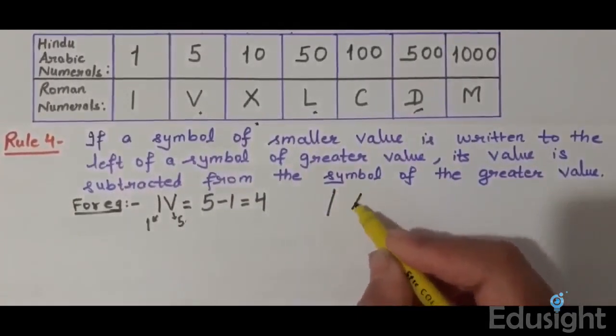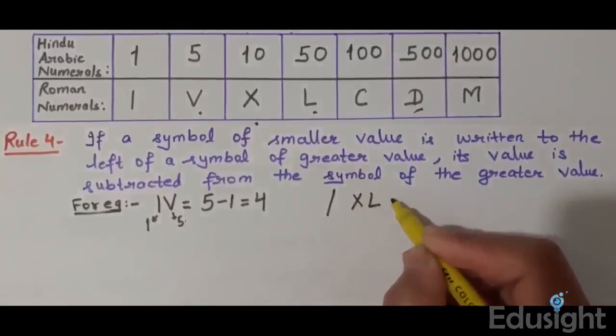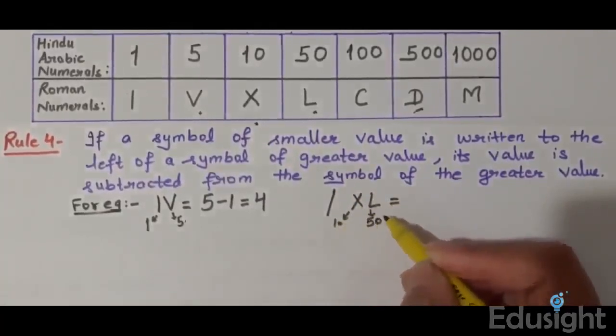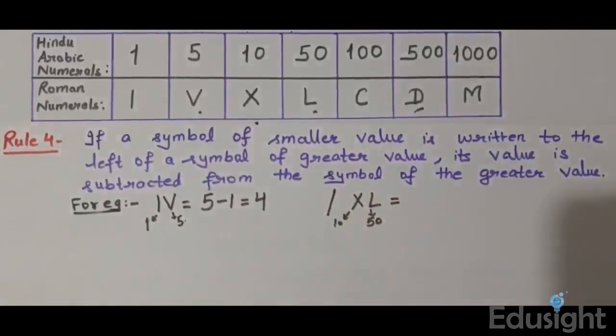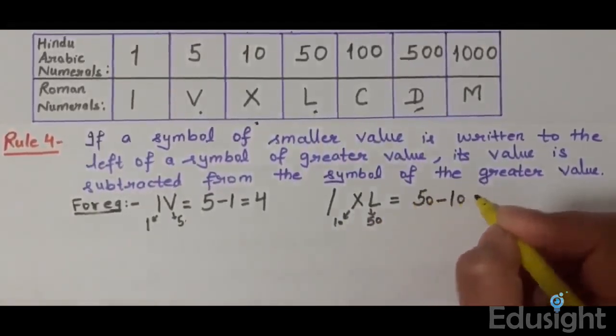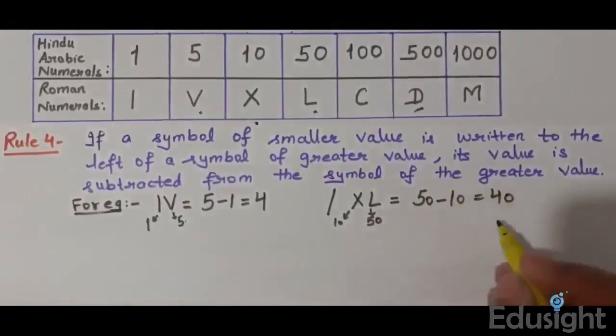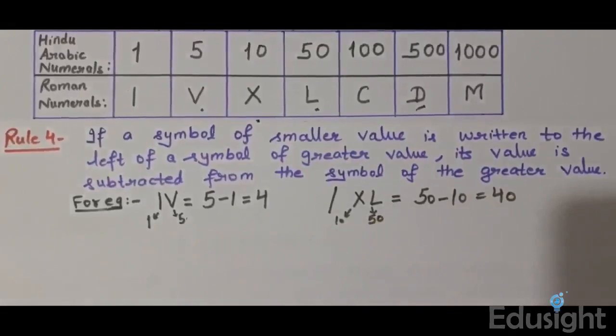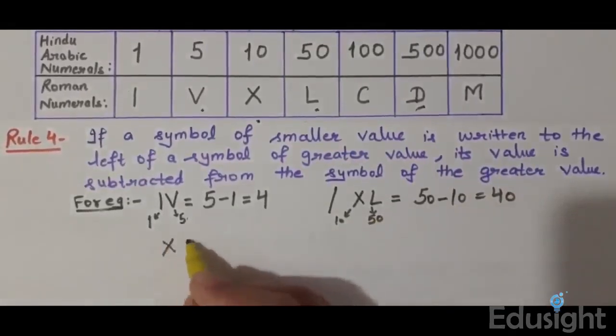Take another example. I am writing here only. XL. X is for 10 and L is for 50. You know that. You can see in the table. Right? See, the symbol for smaller value is written on the left side of the greater symbol. Right? So, simply subtract the values. 50 minus 10, which is 40. That means the Roman numeral for 40 is XL.